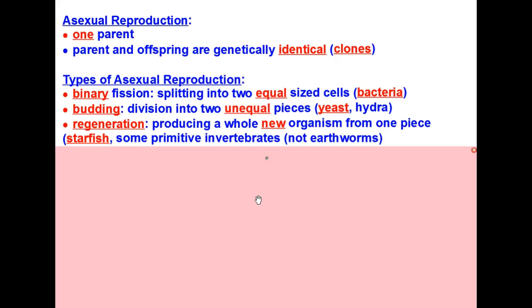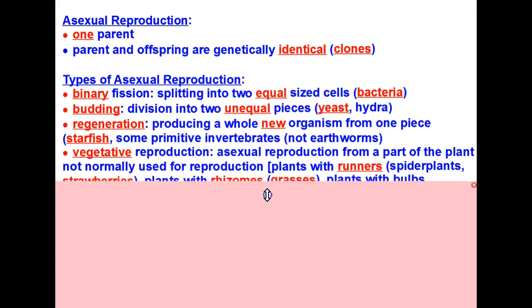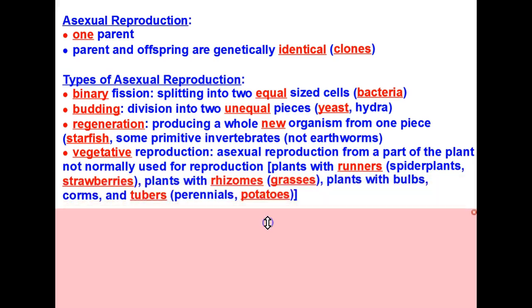The fourth type of asexual reproduction we're going to discuss is called vegetative reproduction. Vegetative reproduction is asexual reproduction from a part of the plant not normally used for reproduction. That is, reproduction from parts of the plant other than the flowers.